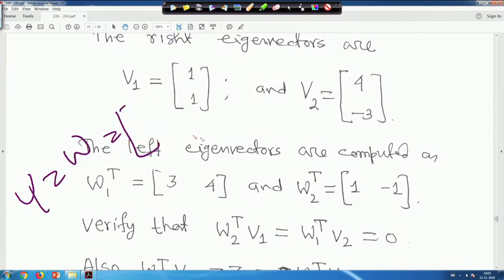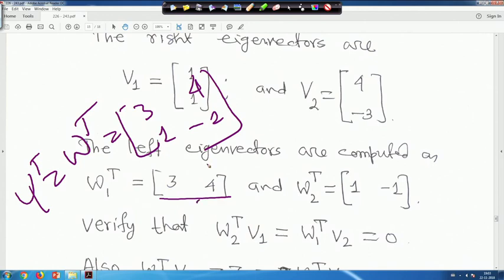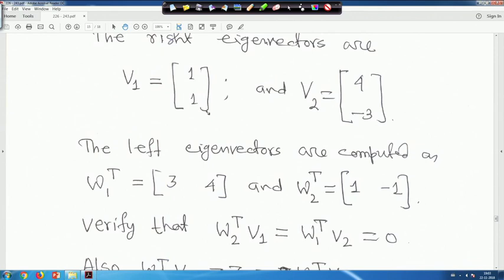This can be written as 3 4 and 1 minus 1. So it is psi transpose equal to W transpose, this way we can write. That was column wise, this is row wise. Now to verify that, you will see that W2 transpose V1 is equal to W1 transpose V2 is equal to 0.